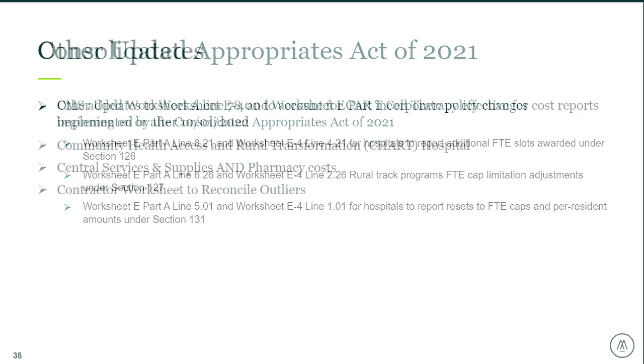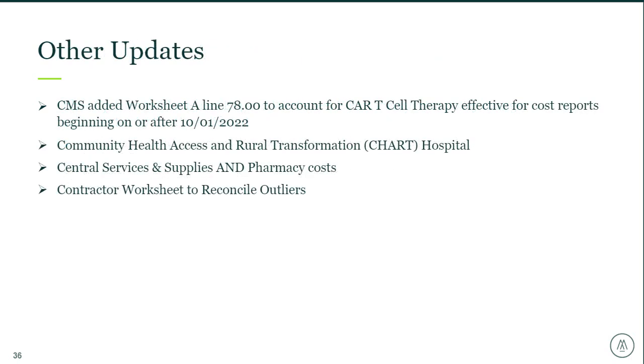So they're all isolated in the reporting itself to show the application. Some other updates, the worksheet A, B, and C include a new line, CAR T cell therapy. So this is relatively new. And as some of you know, some of the pharmaceuticals related to this are in pass-throughs at this point. They are isolating these costs on a separate line for costs and charges to be able to track the amounts better for future rate setting.